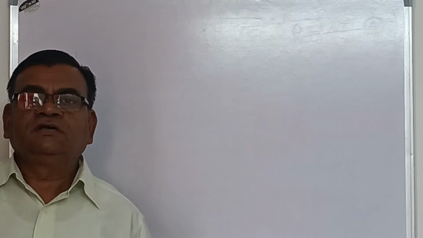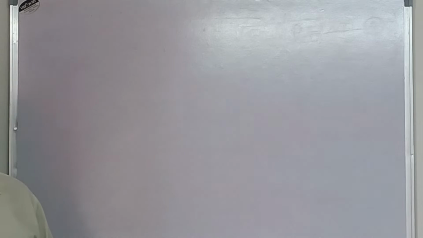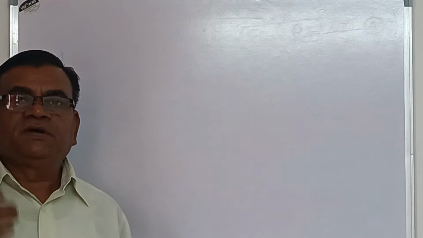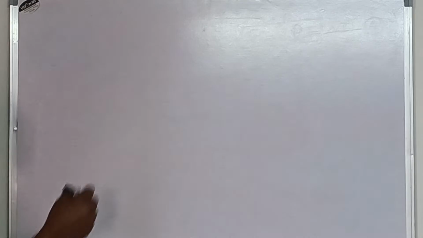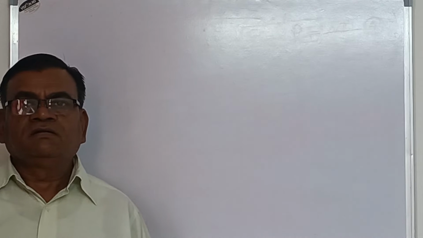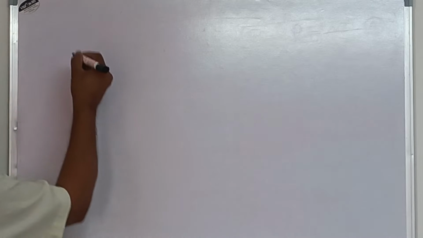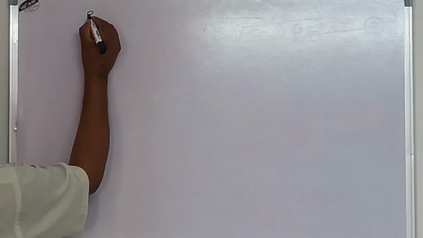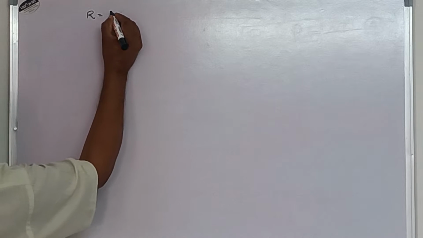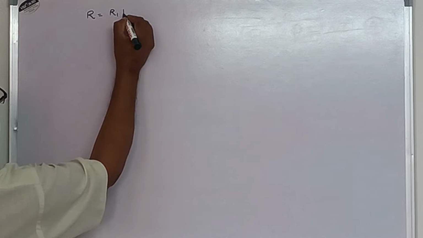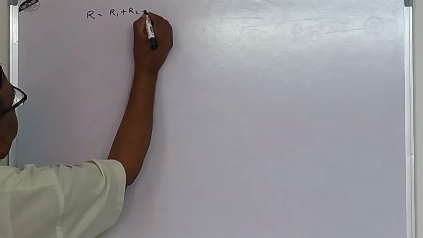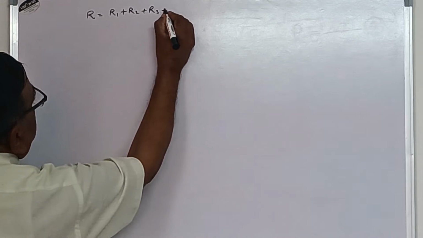Yes, students, today I will tell you some numericals about series and parallel combination of the electrical resistances. You know the formula for series combination and parallel combination of the resistances. In series combination, the resultant resistance R is the direct sum of resistances R1 plus R2 plus R3 and so on.